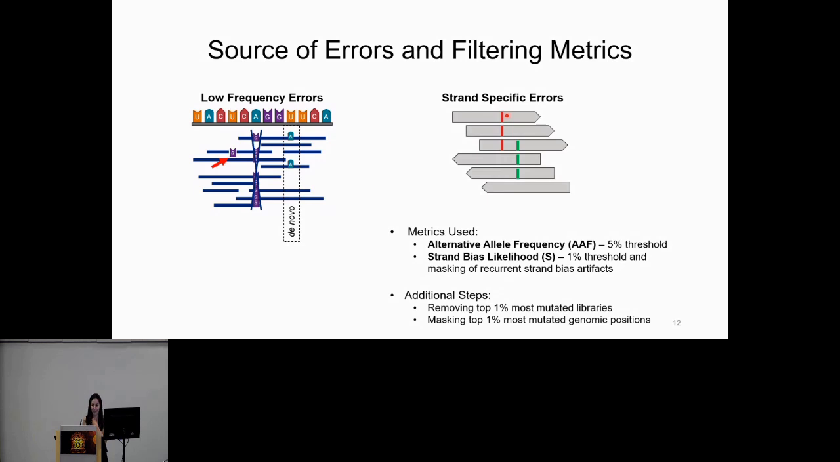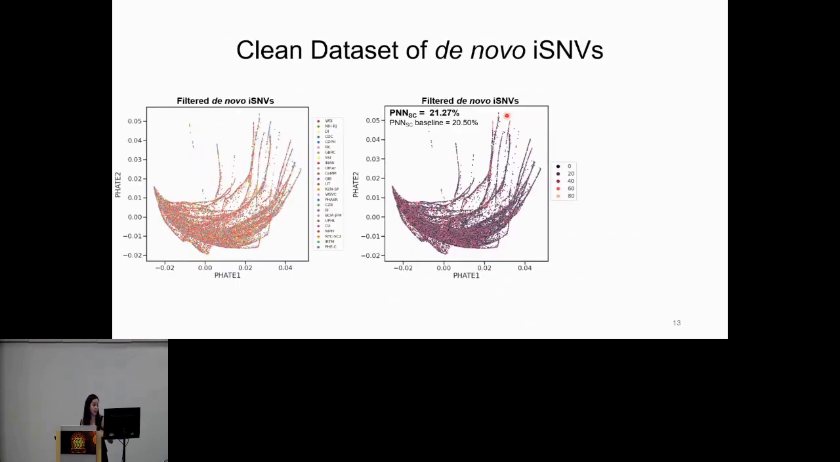So what does our clean data look like? We go back to our matrix, remove these errors, and we now have a clean data set with a PNN value by sequencing center of 21%, which is very close to the baseline level.